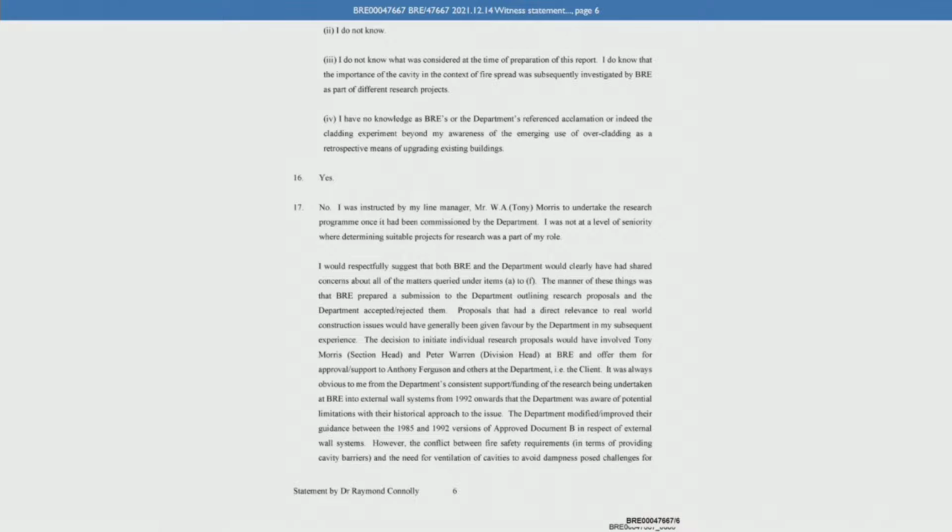The department modified / improved their guidance between the 1985 and 1992 versions of approved document B in respect of external wall systems. However, the conflict between fire safety requirements in terms of providing cavity barriers and the need for ventilation of cavities to avoid dampness posed challenges for the department. My recollection is that resolution of these conflicting requirements by employing a more holistic approach to fire safety design was one of the prime motivating factors behind the department's support of the new research." Are you able to agree with what he says there? I don't know whether that was the main motivation for it or not.